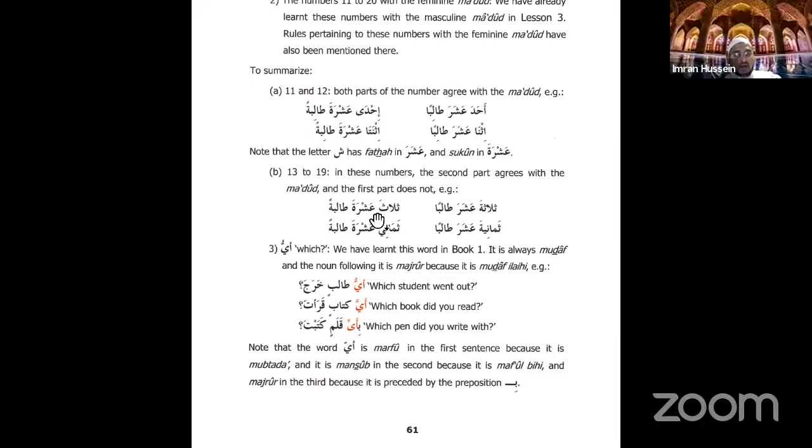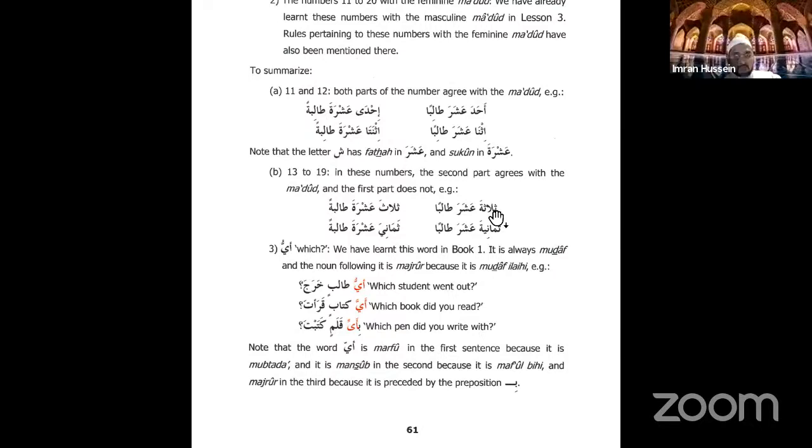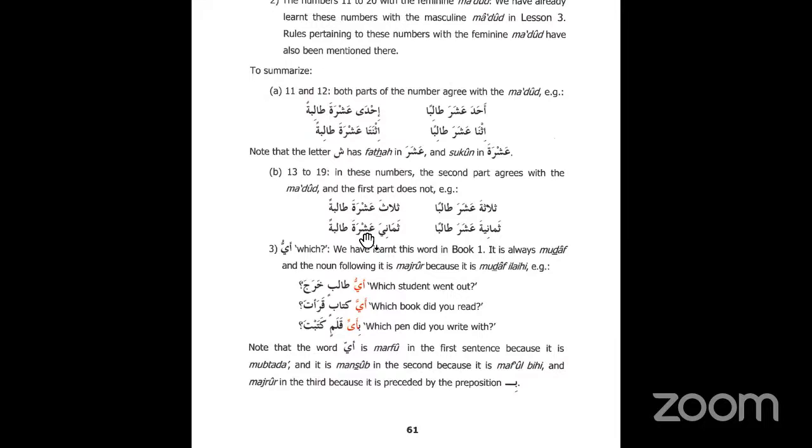So thalatha, ashrata, talibatan. Whereas over here, when it's masculine, the word ashara corresponds to taliban, but the unit is opposite gender. Salasata. Exactly. And thamaniyata is the opposite gender because taliban is masculine, so this is now coming feminine. Thamaniyata ashara taliban. And here, because talibatan is feminine, the unit itself is coming masculine, but the tens are coming feminine. Excellent.